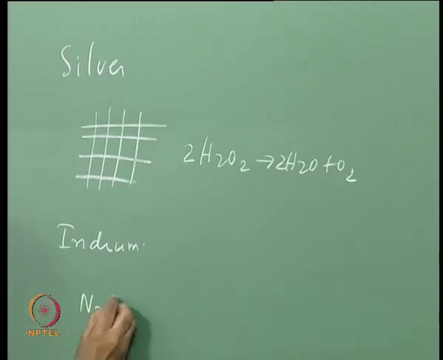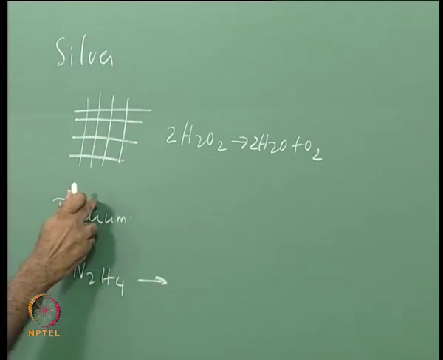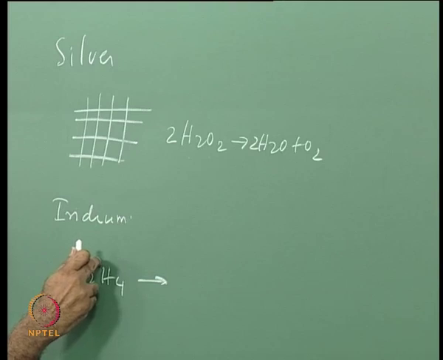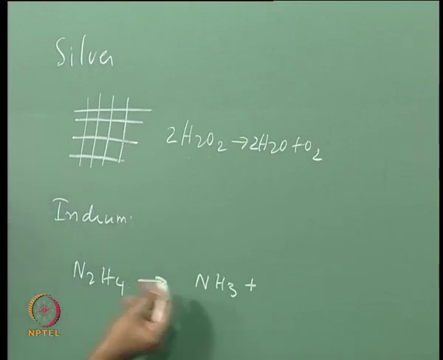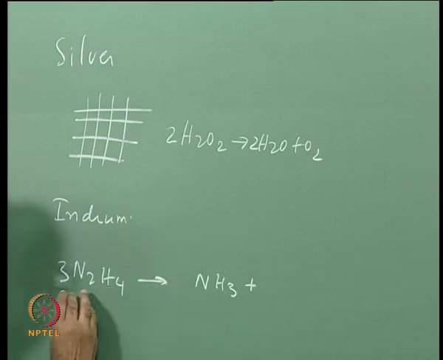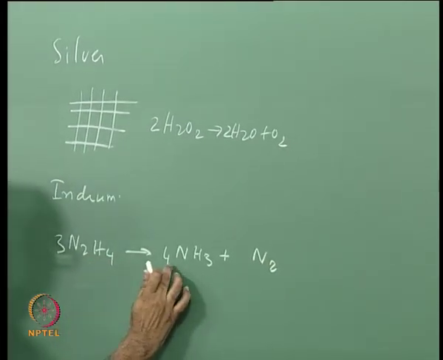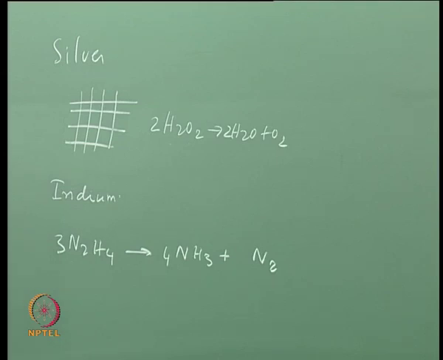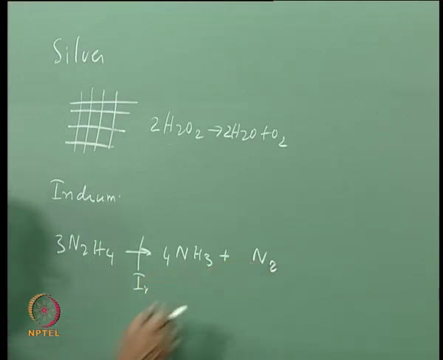Similarly, if I have a catalyst like iridium, what it does is when iridium is in contact with hydrazine, N2H4, it catalyzes the decomposition of hydrazine into ammonia plus whatever is left. Let us say you have 3 N2H4 giving 4 NH3 plus N2, 12 hydrogens here, 6 nitrogens here, 4 plus 2, 6 here. This is the decomposition reaction, and in the presence of iridium, the hydrazine is decomposed to ammonia and nitrogen.